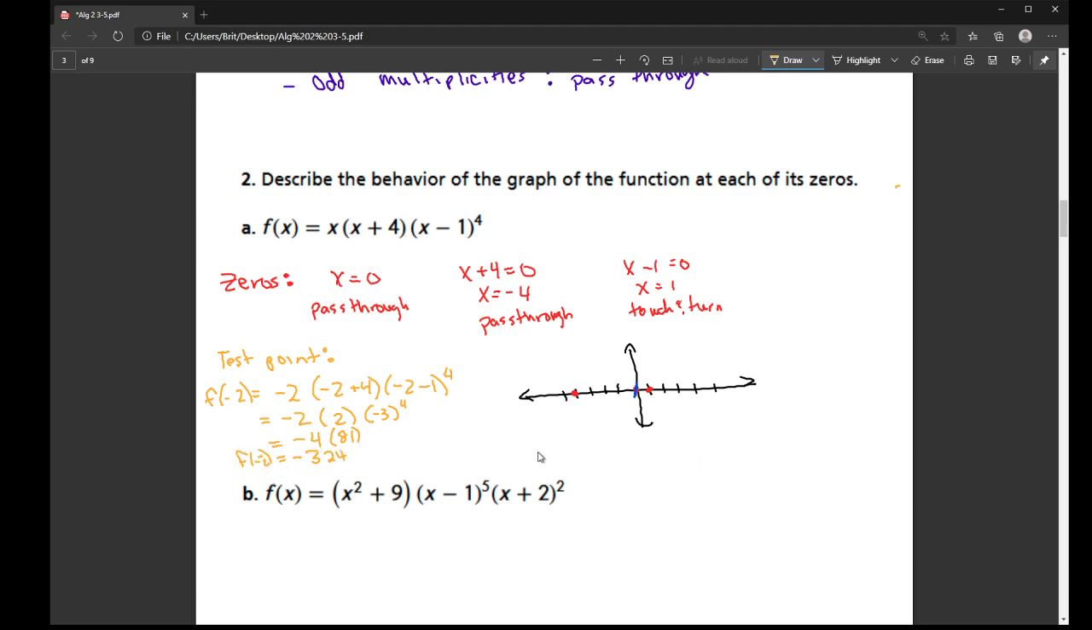So at -2, this function's like way down here. So I know that my graph's going to come like this. Now, at -4, it passes through, right? So my end behavior is going to come up like that. At 0, again, it passes through, so this graph is going to cross through the 0, make a little loop, and come down. And then at 1, we have a touch and turn, again because of that exponent. So it's going to touch at 1 and then turn back away. It doesn't pass through the axis. So my graph looks very roughly like that.